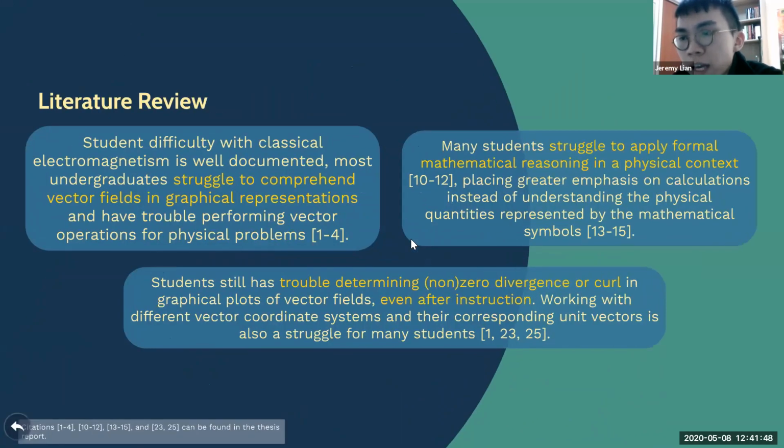So students encounter recurring difficulties in their learning of electromagnetism. Many face troubles understanding vector fields graphically. They struggle to apply their math knowledge to physical contexts, focusing too much on calculations instead of trying to understand the physical meaning behind their answers. It was found that some students still have trouble in graphical interpretations of divergence and curl, even after instruction.